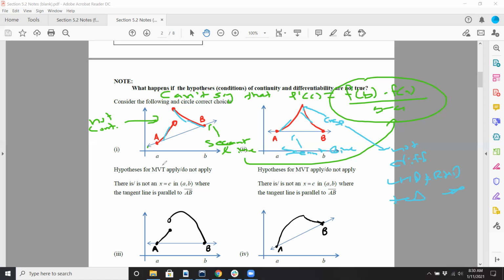So the hypotheses for the first graph here do not apply, and that's because we were not continuous. So therefore, there's not going to be a tangent line parallel to AB. And here, again, it does not apply, because we're not differentiable. And again, there's not going to be an x value in the interval from A to B where the tangent line is parallel to line AB.